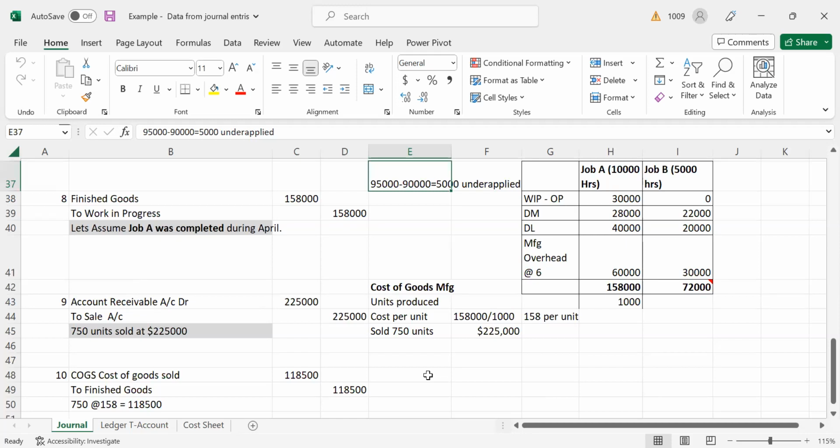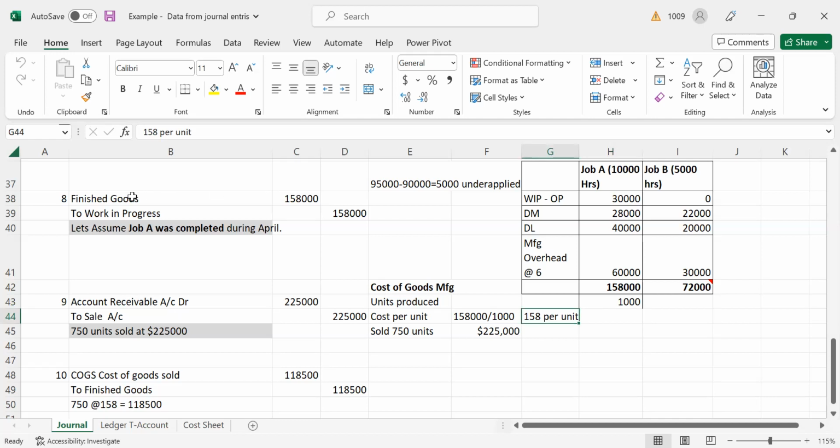Now we know that some of the goods are finished goods. We found that 158,000 is the finished goods here, and total units produced is 1,000. So 158,000 divided by 1,000 is 158 per unit, right? This is the per unit cost that we have here.